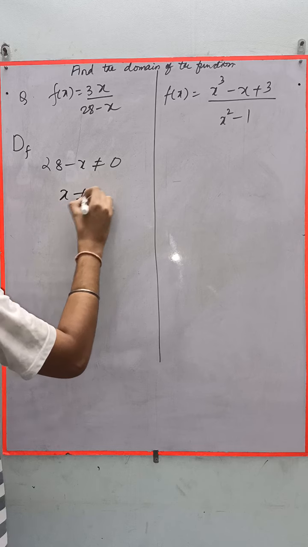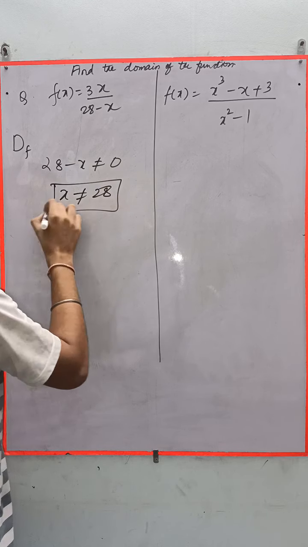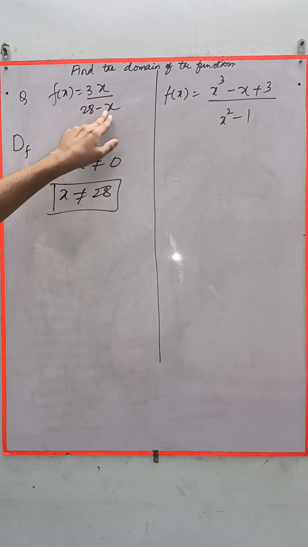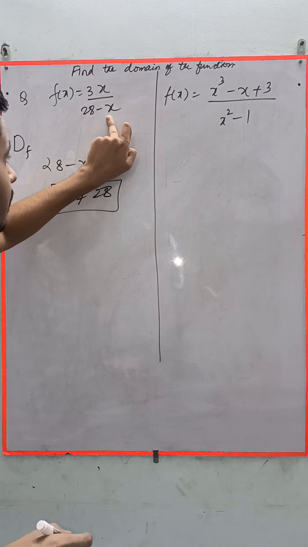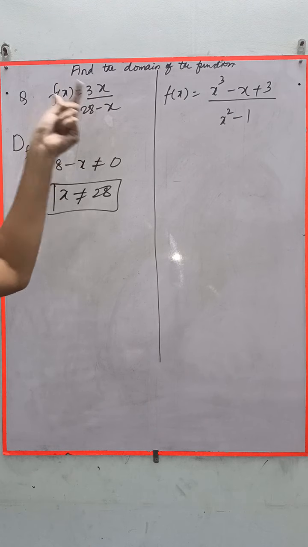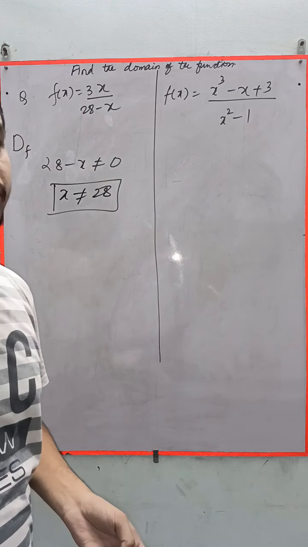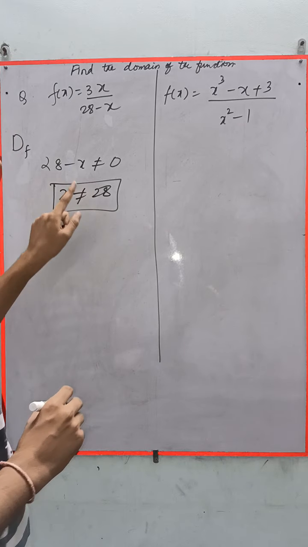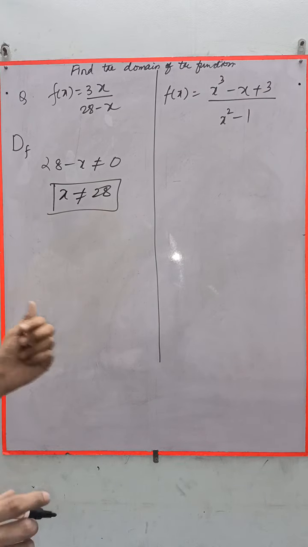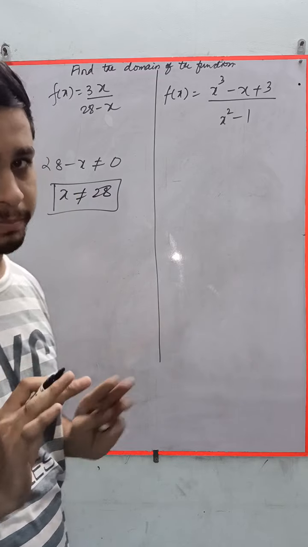This says x should not be equal to 28. What does this mean? If ever you put 28 in this equation, you are getting the denominator as 0, and it is going to infinity, hence it will not take this particular value 28. Rest of the whole real numbers are acceptable.